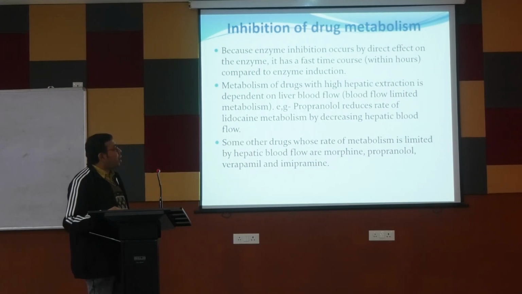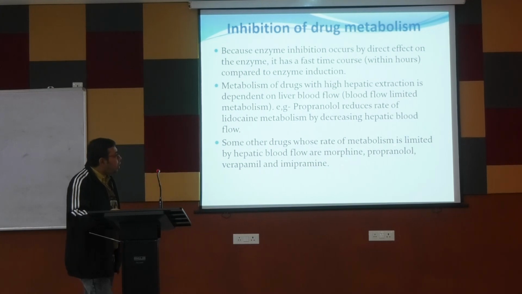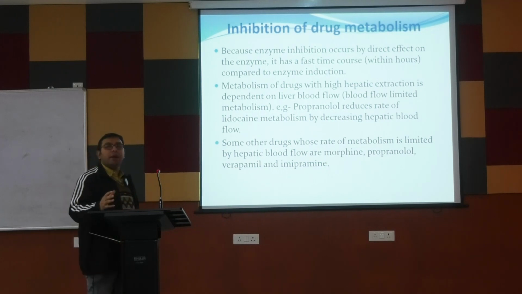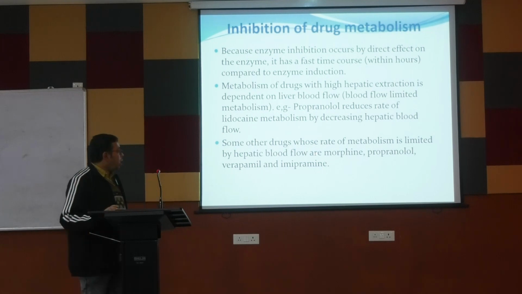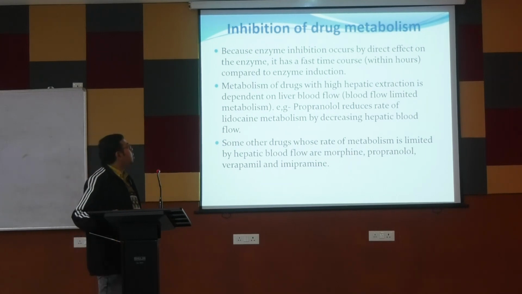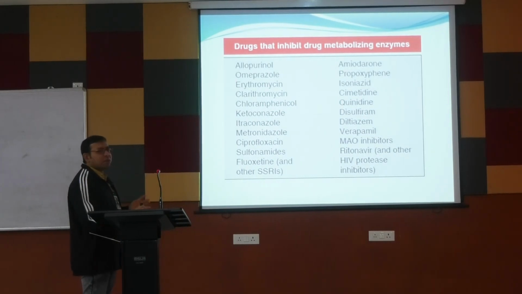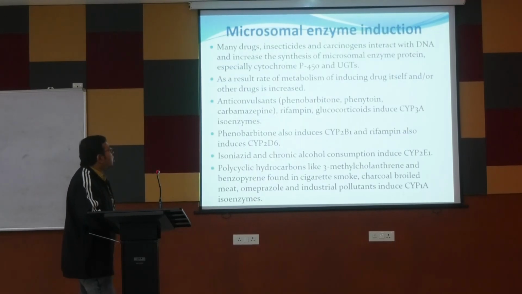Some other drugs whose rate of metabolism is limited by hepatic blood flow are morphine, propranolol, verapamil, imipramine. So remember, they basically cause drug interactions by decreasing the hepatic blood flow by a unique mechanism. Morphine, propranolol, verapamil and imipramine, this causes this. Okay. So drugs that inhibit the drug metabolizing enzymes, these are just examples, just go through it. So there are different types of drugs that inhibit the drug metabolizing enzymes.